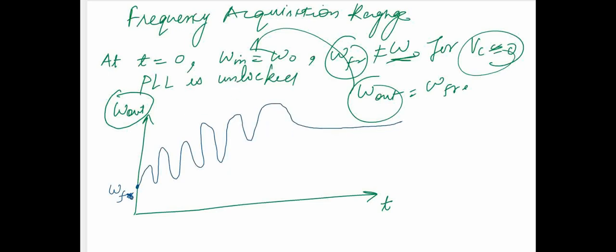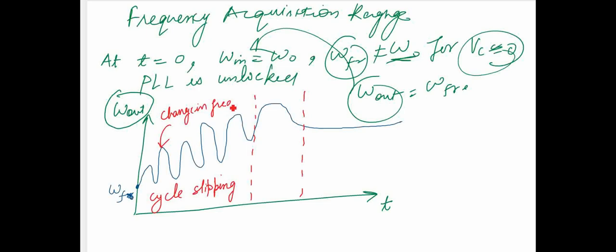Okay, so there are three regions. This is your target frequency at which your PLL is locked, where your PLL is able to track your input frequency. So this first region is called cycle slipping. This is what you are seeing, a change in frequency, an increase and decrease in the frequency. And the second region is called linear settling of output frequency.